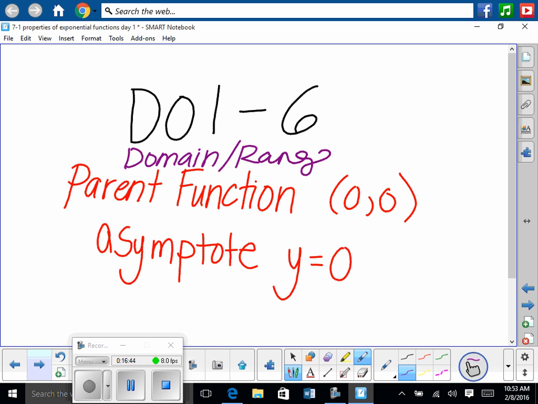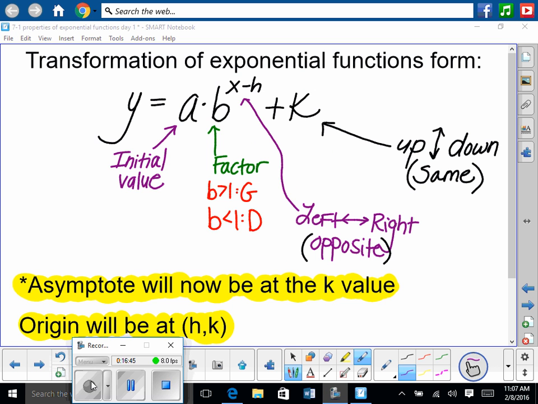Oh, Brendan, good job. Okay, so far we've been dealing with all non-shifted exponentials, parent functions, which means non-shifted exponentials. So now we're going to be talking about transformations of exponential functions. If you have a transformation, there's going to be a few differences in your equation. So we know the equation of a non-shifted function. I'm going to write this down this time.